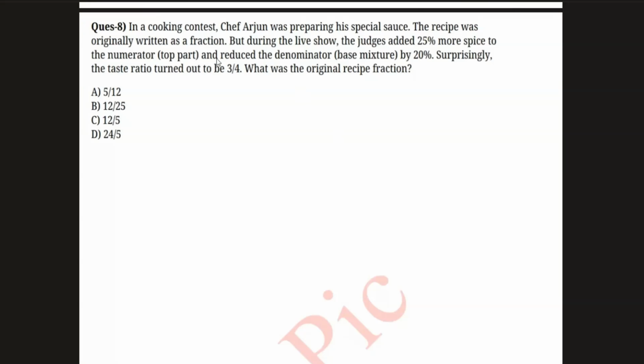What this question is saying: in a cooking contest, Chef Arjun was preparing his special sauce. The recipe was originally written as a fraction, but during the live show, the judges added 25% more spice to the numerator and reduced the denominator by 20%. Surprisingly, the taste ratio turned out to be 3 by 4. Then what was the original recipe?